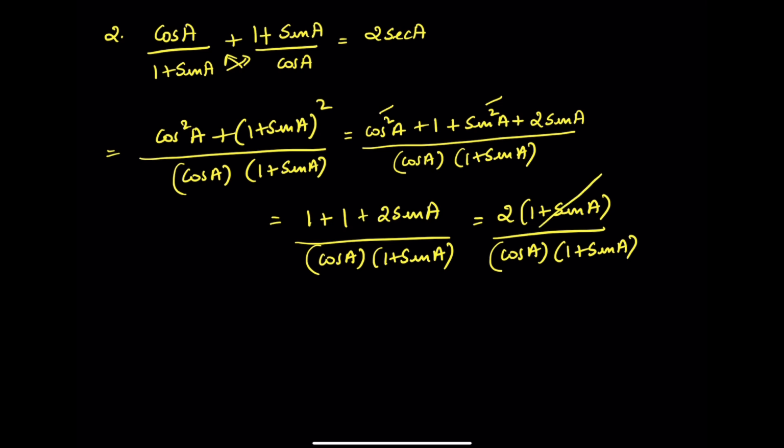So we can cancel out 1 plus sine A from the numerator and denominator. We will have 2 divided by cos A, which is nothing but 2 times secant A. So this is how you can solve the second problem. Let me know in the comments if you approached with the same method or if it's something different. Let's continue with the third problem now.